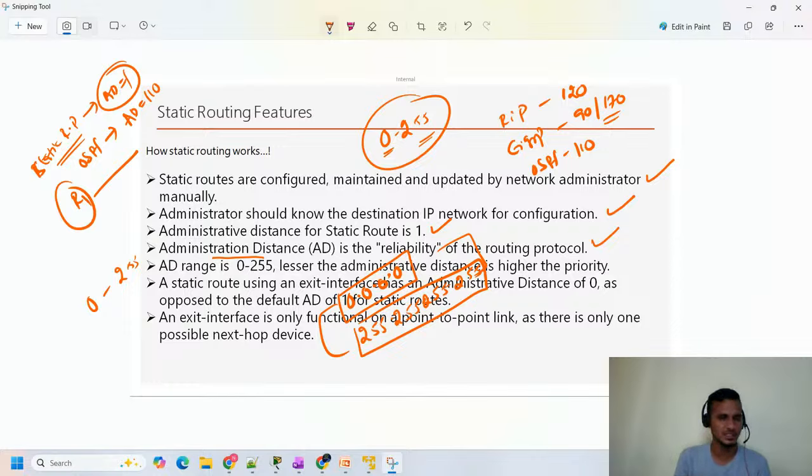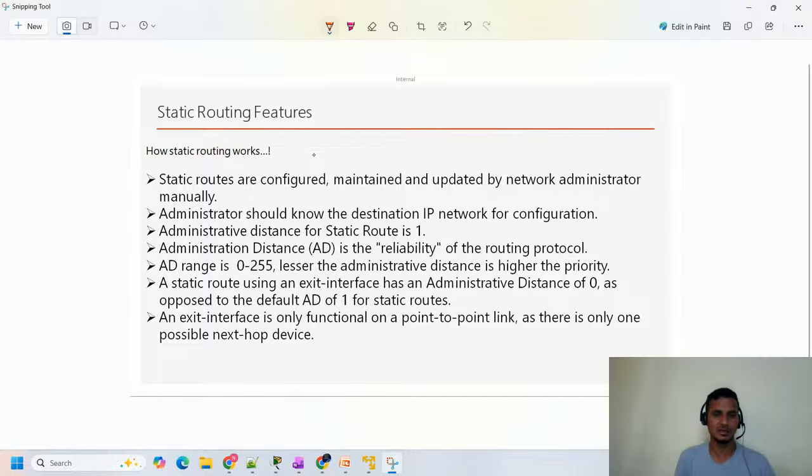AD stands for administrative distance and the static routing AD value is 1. The range of AD values starts from 0 and ends at 255. We have different routing protocols, and based on that the administrative distance varies. So the AD range is 0 to 255. The lesser the administrative distance, the higher the priority, right? A static route using an exit interface has an administrative distance of 0, as opposed to the default AD of the static routes.